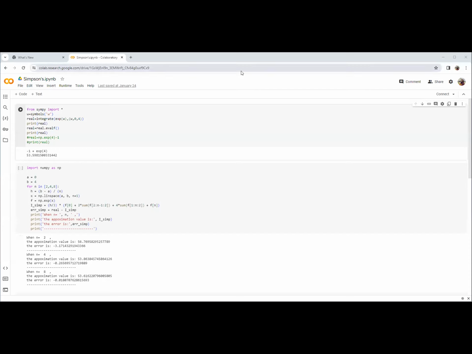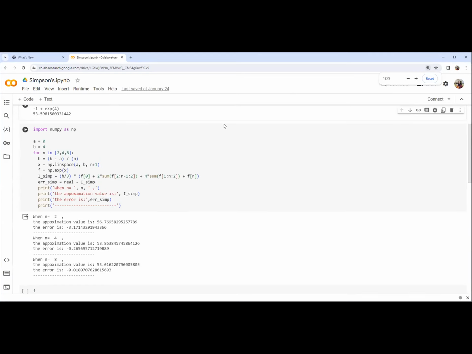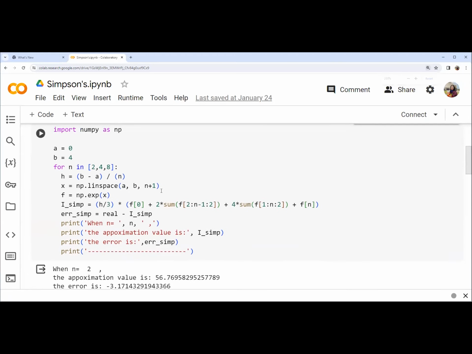It's this, and I'm going to maximize a little bit. Zoom in a little bit, zoom in a little bit. It says it's already zoomed in. Why? So, okay, this is the code.